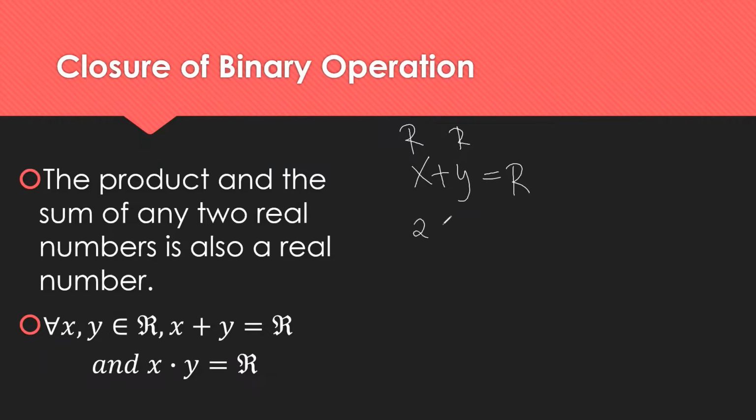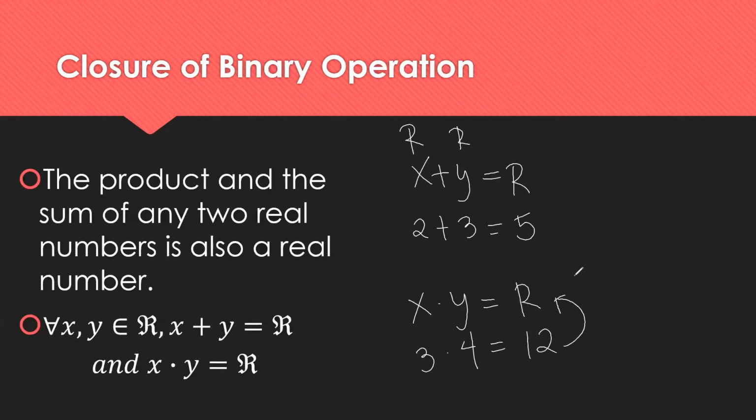Suppose x is equal to 2 and y is equal to 3. 2 plus 3 results in a real number, which is 5. Now for multiplication, we have x times y results in a real number. Suppose x is equal to 3 and y is equal to 4. 3 times 4 results in 12, which is a real number. So that is the closure property.